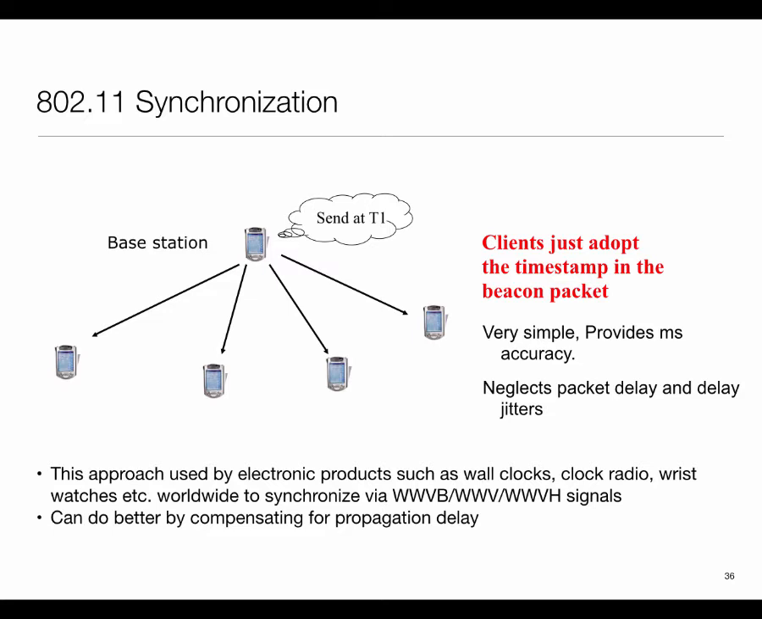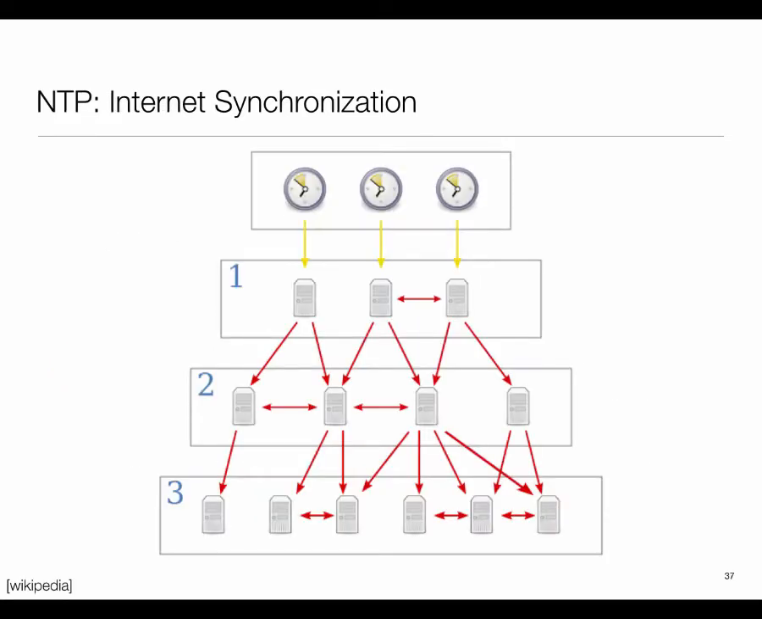So for one to be able to get the clock set accurately, you need one of two things. You either need to know very precisely what the propagation delay was so that you can subtract it out, or you need to have a two-way handshake. Okay, one of the two conditions has to be met.